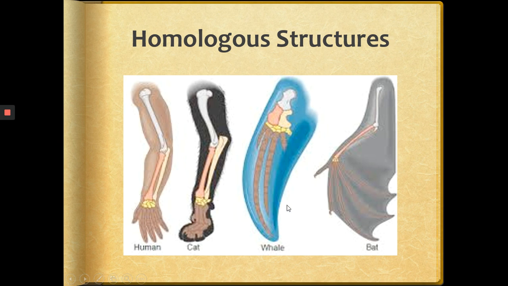So if we look here, this would be an example of adapting to a specific environment. Bats have evolved wings, and the whale evolved flippers, but the internal structure remains the same. And this is an example of what is called homologous structures. This is another piece of evidence that supports organisms coming from a common ancestor, supporting the theory of evolution.